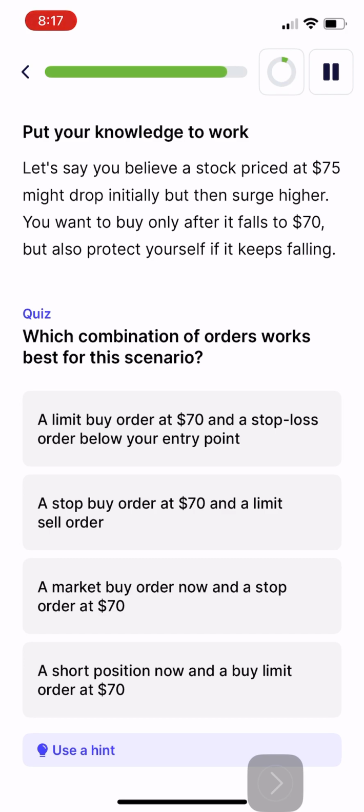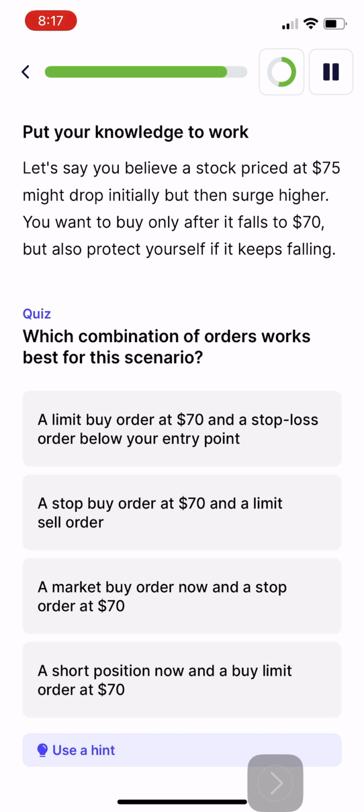Let's say you believe a stock priced at $75 might drop initially but then surge higher. You want to buy only after it falls to $70, but also protect yourself if it keeps falling. Which combination of orders works best for this scenario?